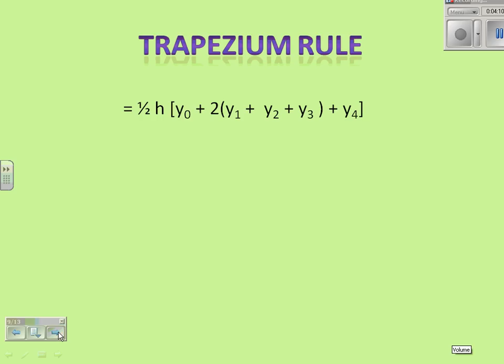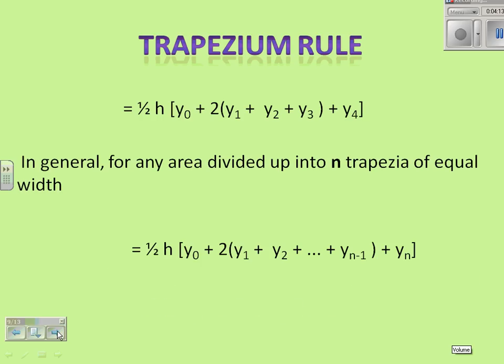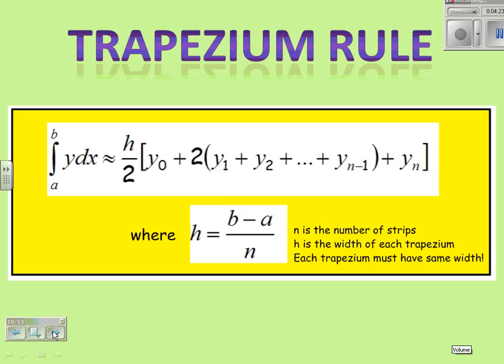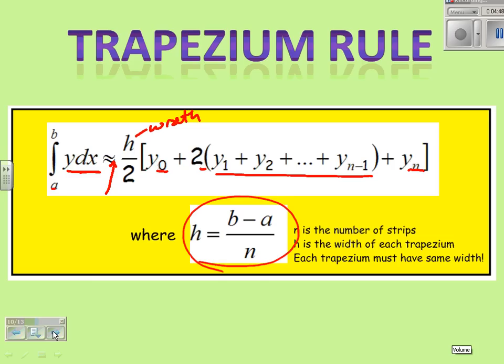In general, it could go on and on. You can get as many as you like in the middle here, and the last one and the first one on the end. It's given to you in the formula book, so you don't actually need to remember this. This is what the formula book says. I'm trying to integrate this thing with respect to x. This says it's approximately equal to, not exactly equal to, the width, h, divided by 2, the first plus the last, and 2 lots of everything in between. The other little bit here is just saying, what is the width? The width is how far you're going divided by how many you're splitting it into.